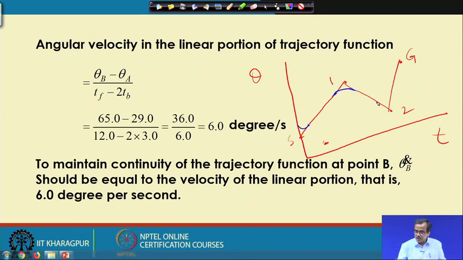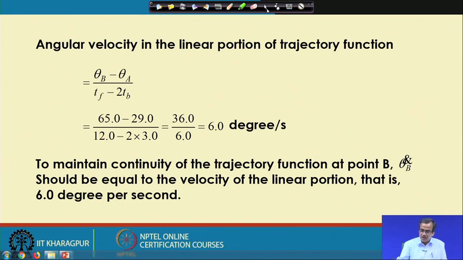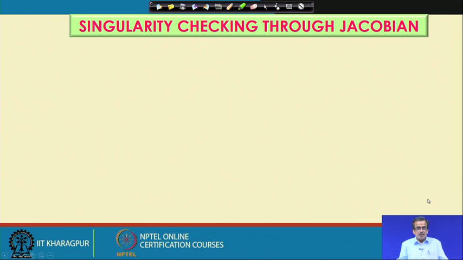Then here also I can put one parabolic blend something like this, and at the end also I can put some sort of parabolic blend. So, the actual distribution of theta as a function of time will look like this. This is the actual distribution of theta if I use the parabolic blend with the linear trajectory function. This is the way we try to find out a smooth curve, a smooth trajectory for each of the robotic joints, the purpose of which I have already discussed. Thank you.